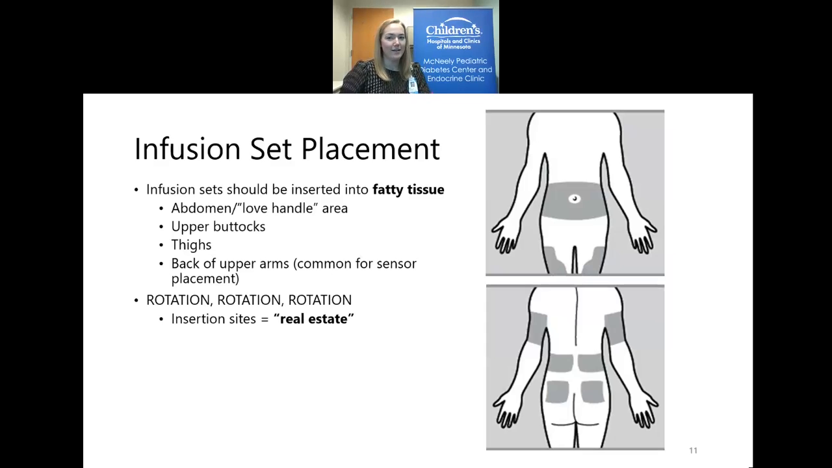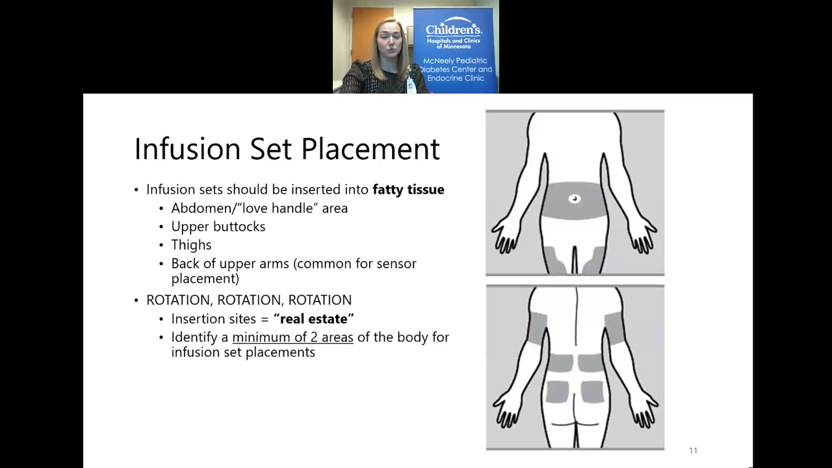All right, so the key to infusion set placement is rotation, rotation, rotation. I like to think of our insertion sites as real estate, or our body has real estate. And in real estate, location, location, location is important. So for infusion sets, rotation, rotation, rotation is important. And again, it's to prevent all those side effects.